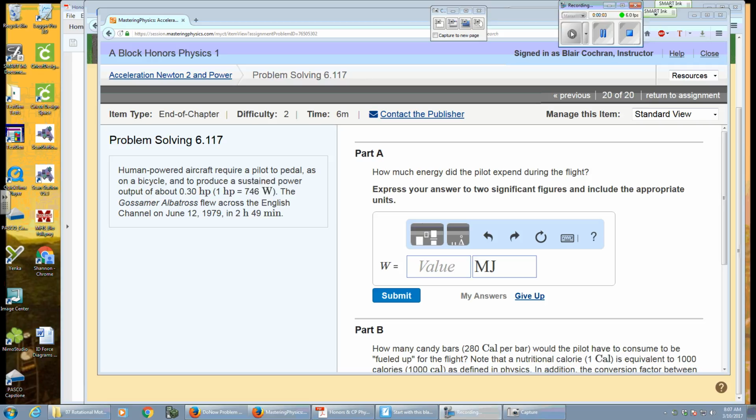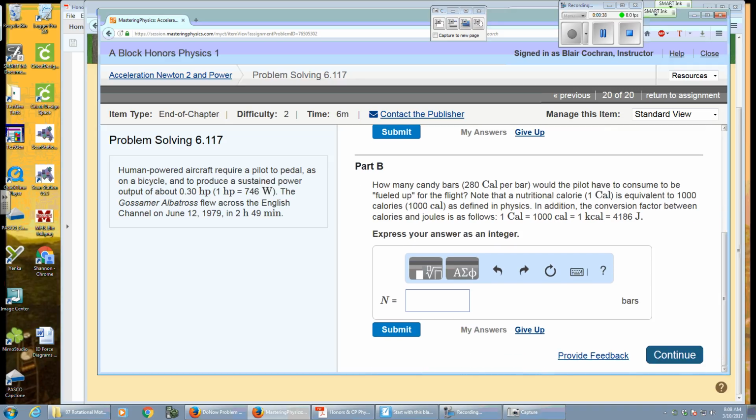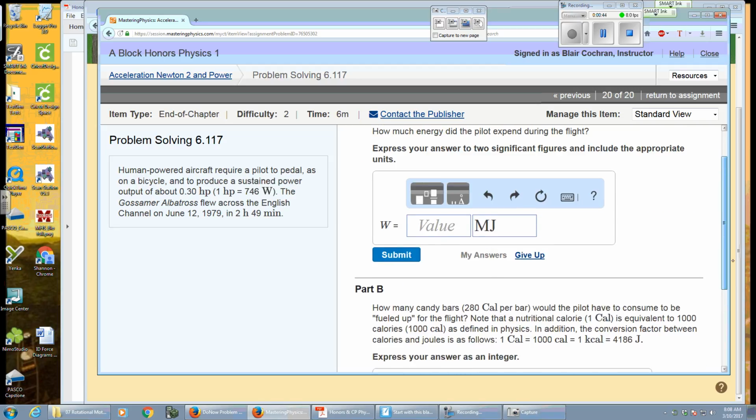Alright, so here we go. We got number 20 here about the human-powered aircraft. A pedal bicycle produces a power output of 0.3 horsepower, which right away we know we have to convert into watts. And it's low cost. How much energy does the pilot expend during the flight? And then how many candy bars would that be? Alrighty. That's kind of pretty straightforward.